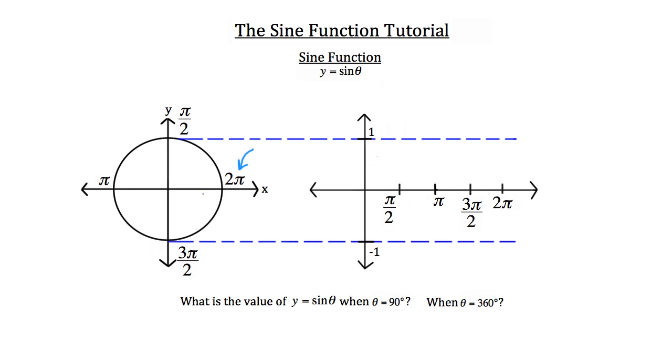This value up top here, pi over 2, is just 1/4 of the distance around the unit circle. And the distance around the unit circle is 2 pi units. So 1/4 of 2 pi is pi over 2.